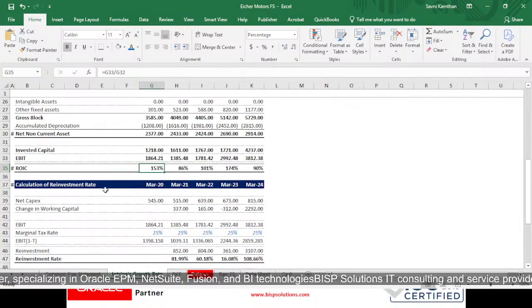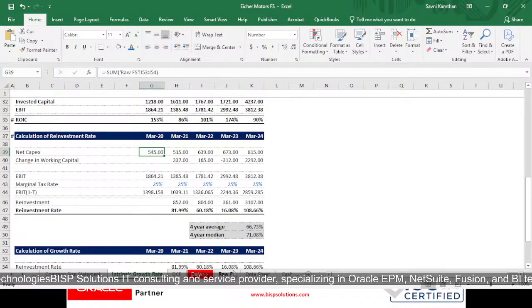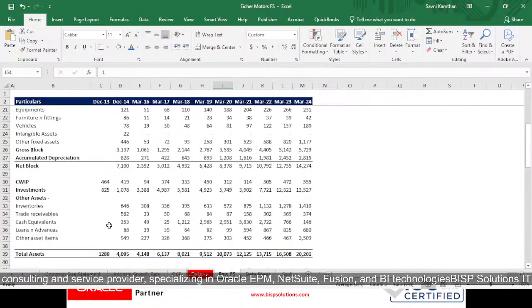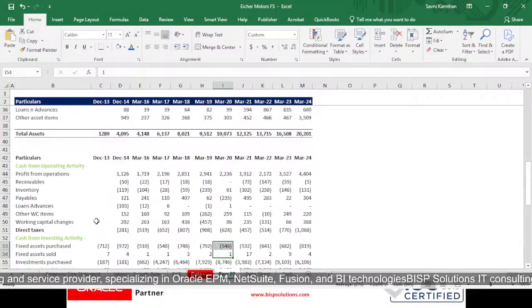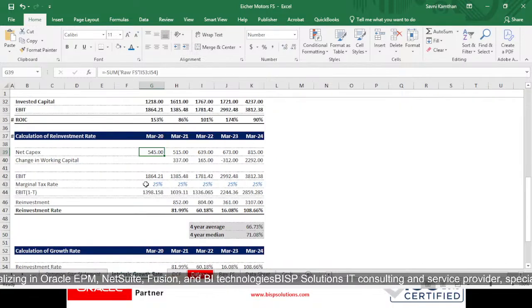After that we have calculated our reinvestment rate where we have taken net capex. Net capex is our capital expenditure done, right? We have calculated it by taking from our raw FS, which is raw financial statement, and we have done a small calculation of our cash flow statements where we have added our fixed assets purchase and fixed assets sold to get our net capex, and we have dragged it till March 24.